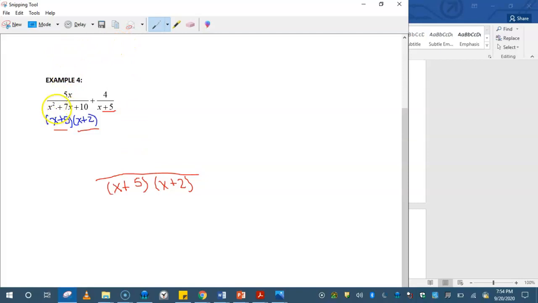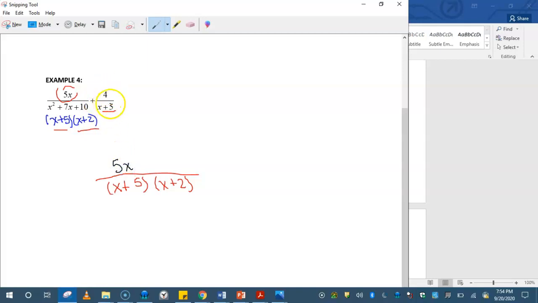So if I look at the first fraction, it has our LCD, right? It has x plus 5 and x plus 2. So am I multiplying numerator and denominator by anything? If you said to yourself no, you are absolutely right, because it already has the least common denominator. So I'm just going to take the 5x and bring it on down to my numerator. So 5x comes down.